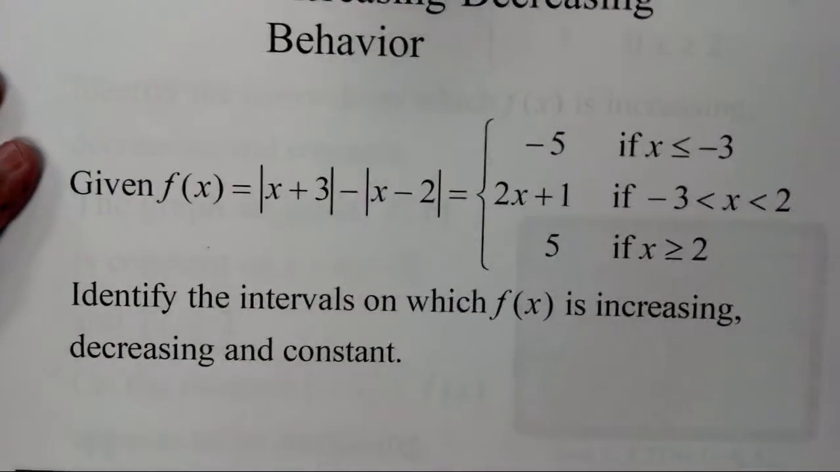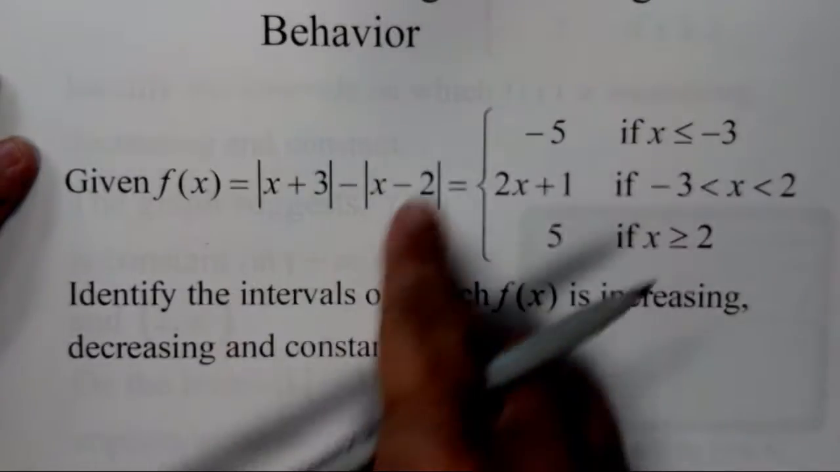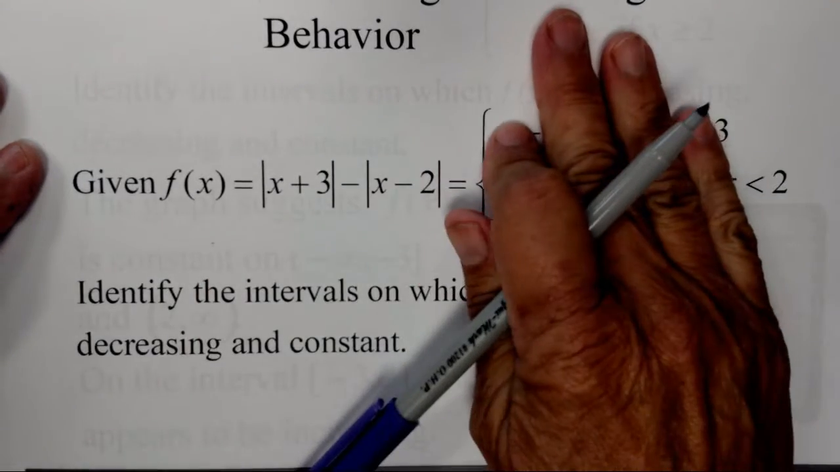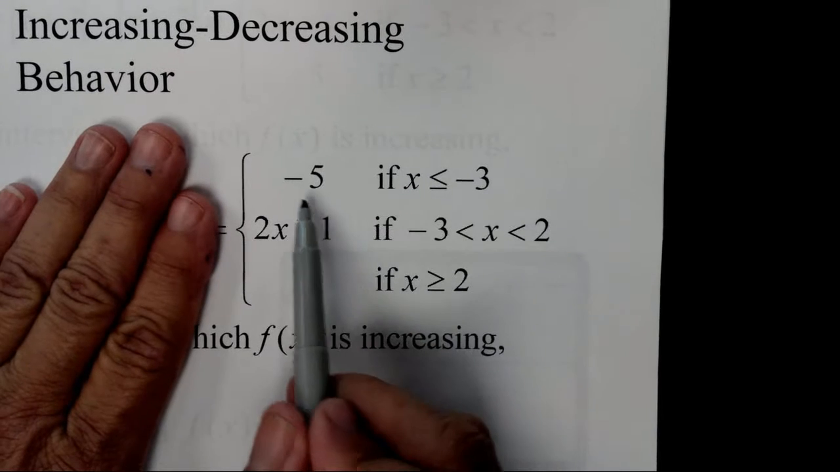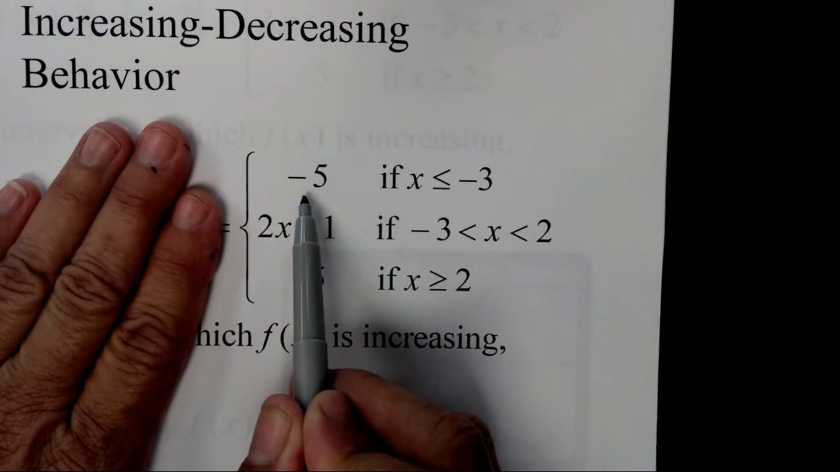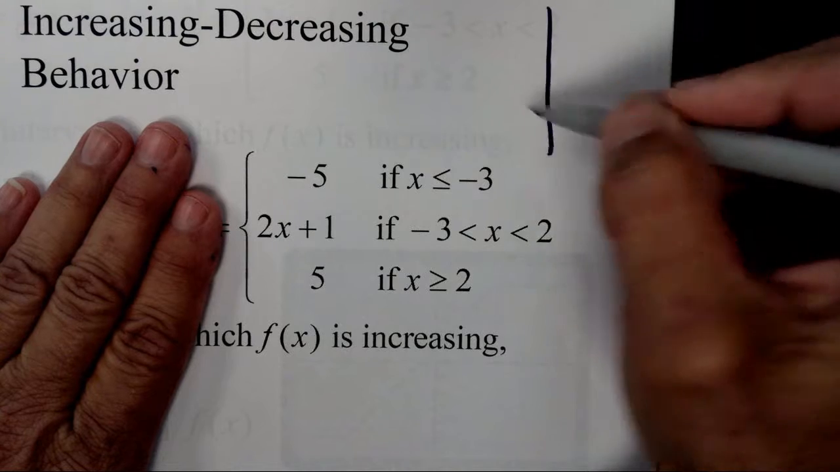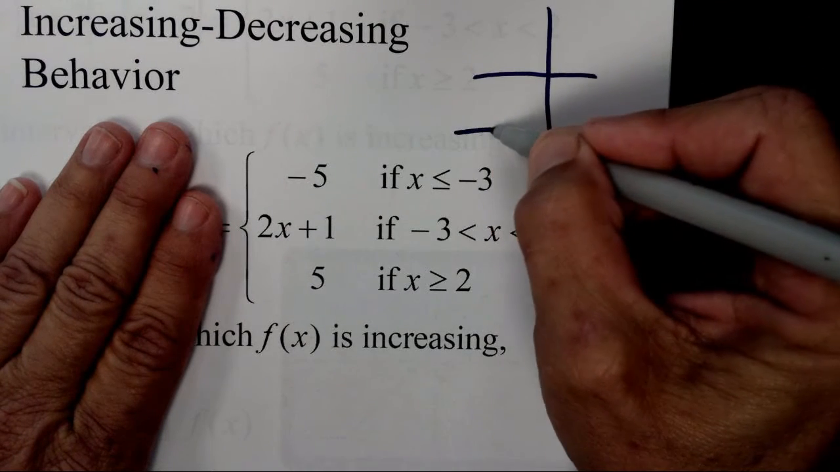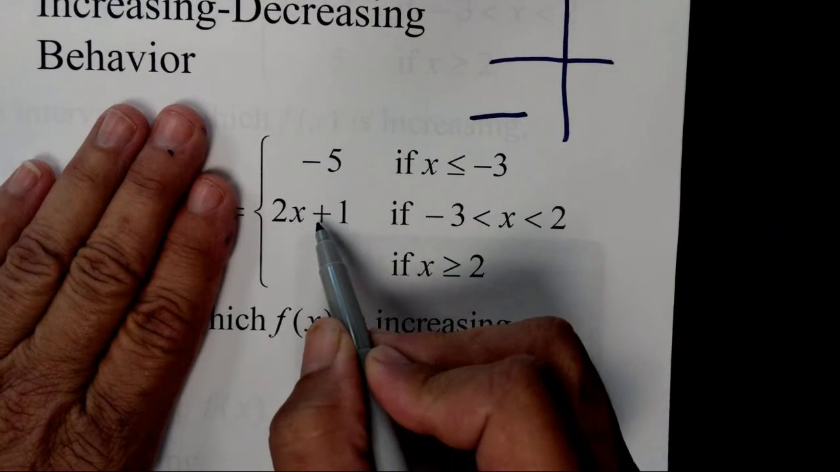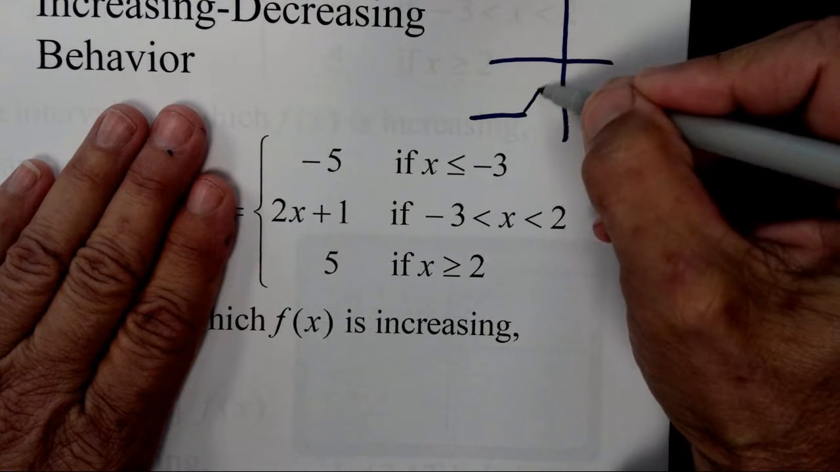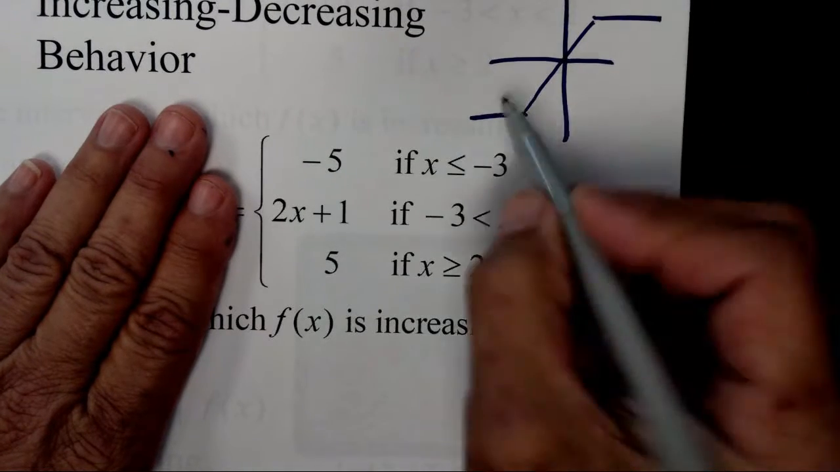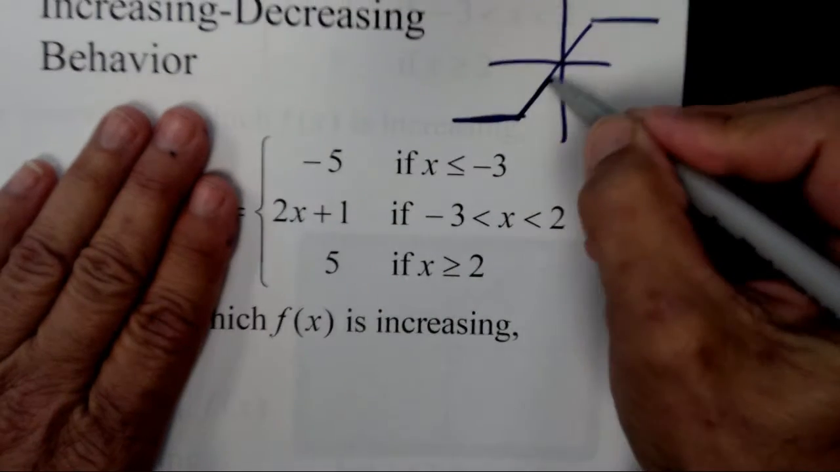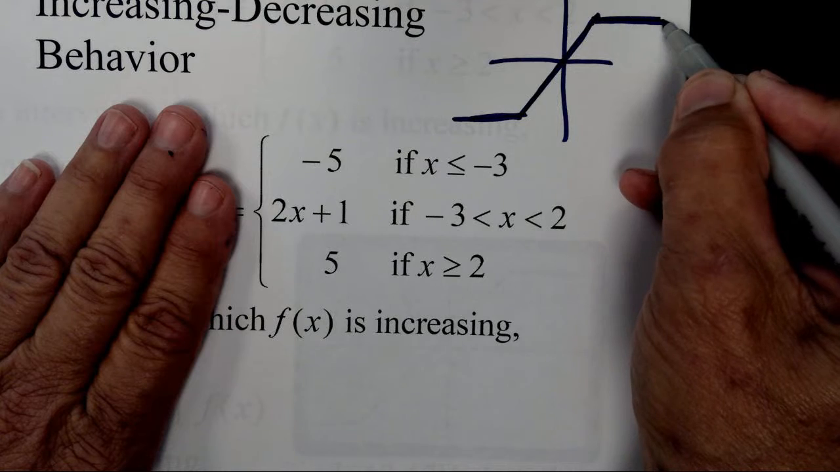If I asked you to graph this without that, I would expect that you would need a calculator, okay? But if I cover that up, tell me what I'm graphing here. How do you graph y equals negative 5? It's a horizontal line at negative 5, right? And then is this just a line with a positive slope of 2? So it's going to go up, and then how do you graph y equals 5? Another horizontal line. So is it going to be constant, then increasing, then constant?